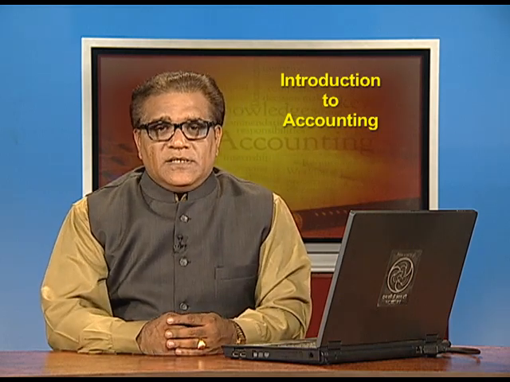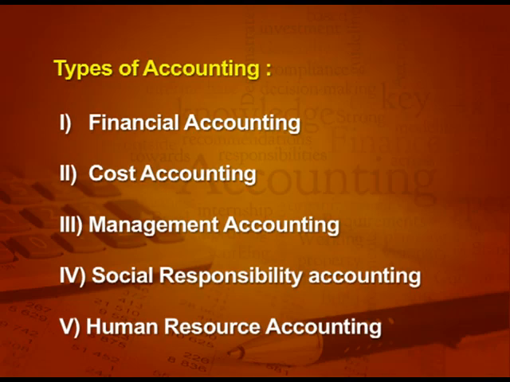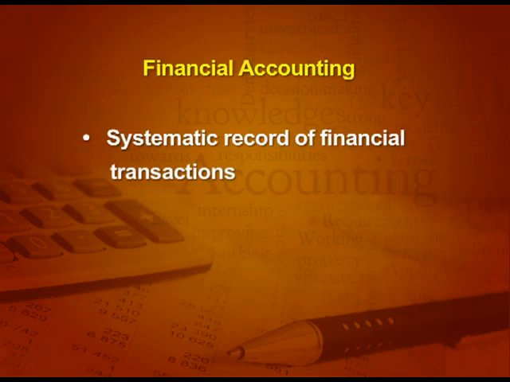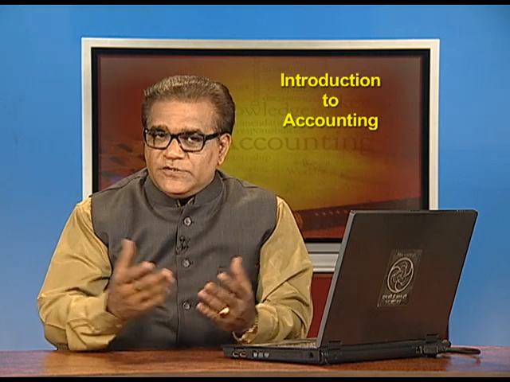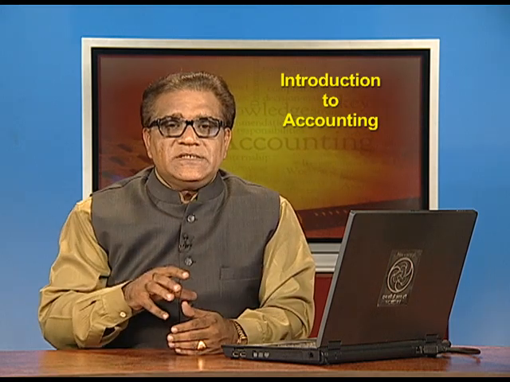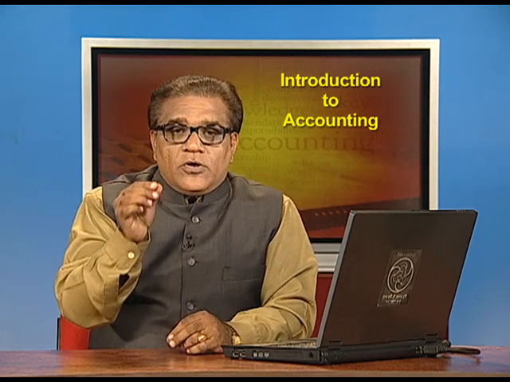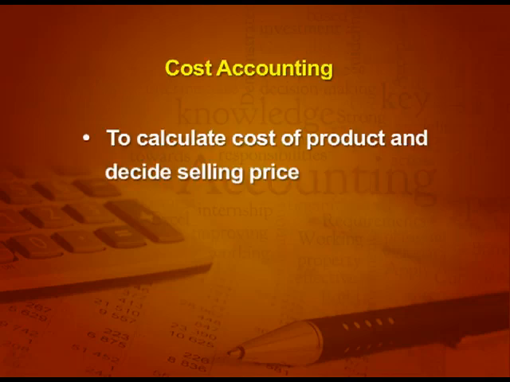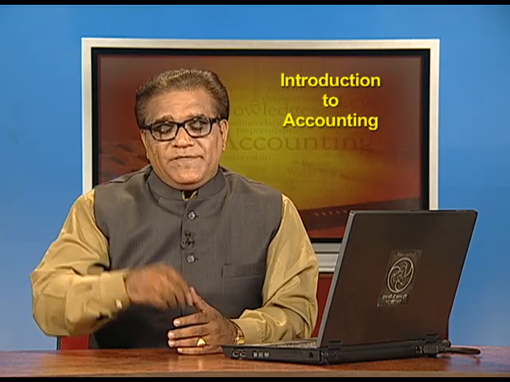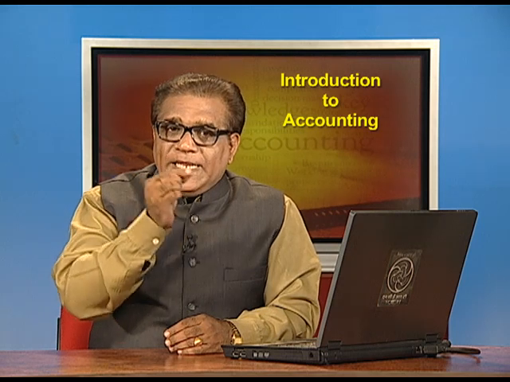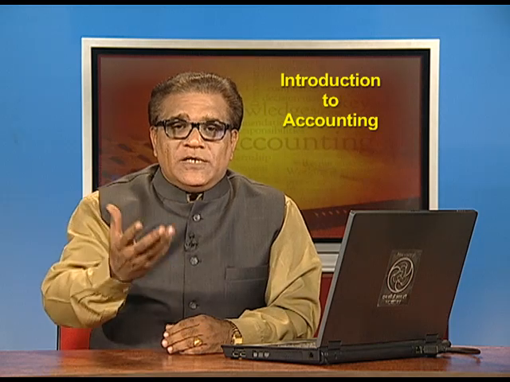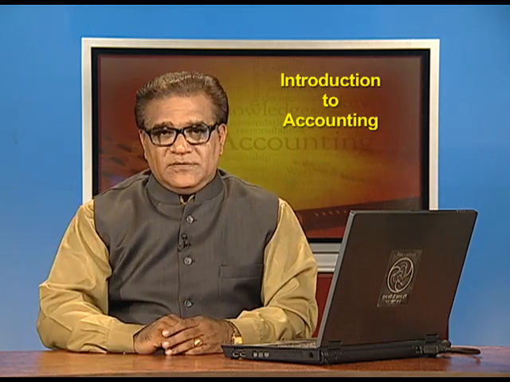Now, let us see what are the types of accounting. There are 5 types of accounting. First, financial accounting, that is systematic recording of financial transactions, which we are doing. The accounts which you are doing is financial accounting, where you record financial entries only. Second, cost accounting, we calculate the correct cost of a product, so that we can add a little bit of profit in that and decide the selling price to be charged from the customer. If you do not know the real cost, how will you decide the selling price?